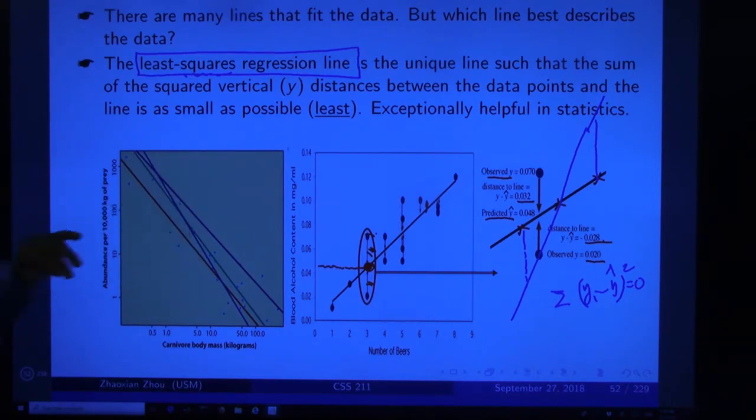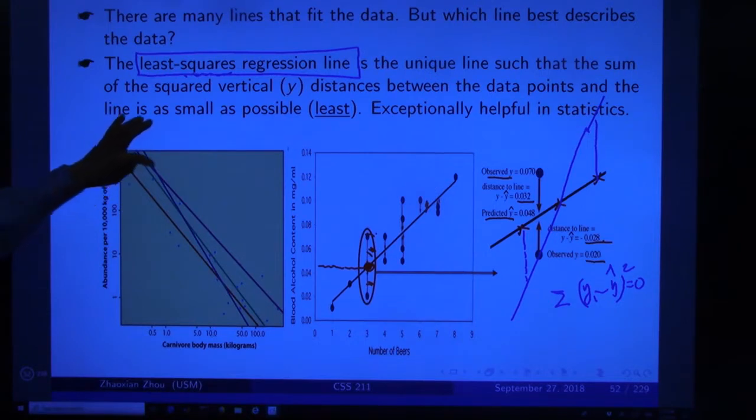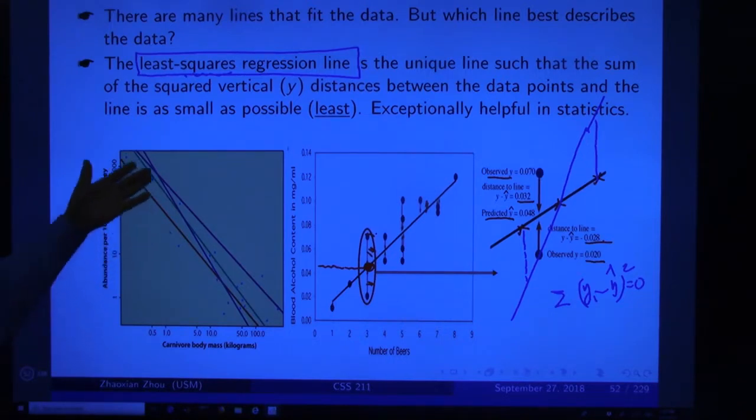For each line, we have this sum. So this one has a sum, this one has a sum, this one has a sum, this one has a sum. And the green line has the minimum sum. So this is called the least square regression line.